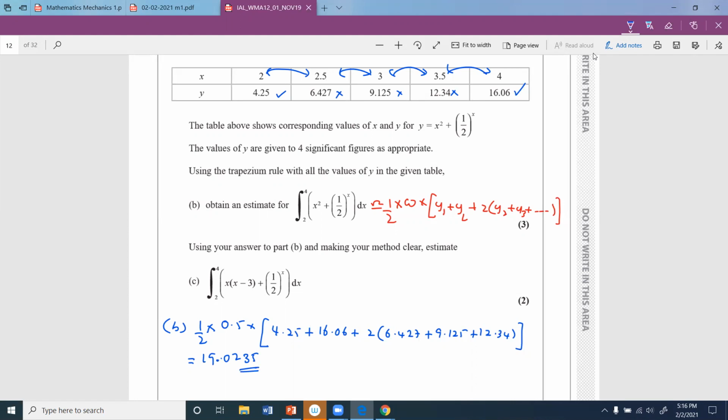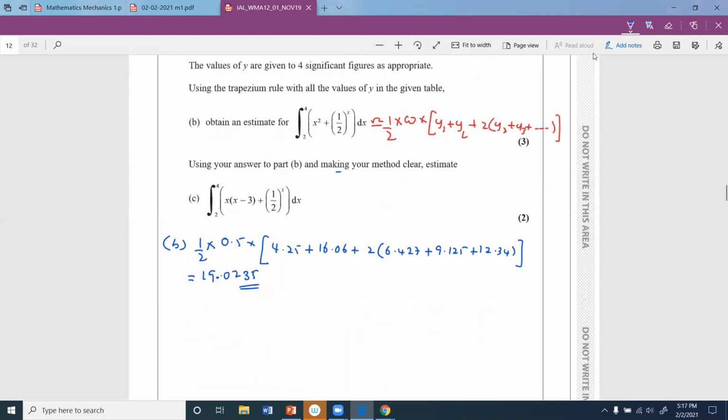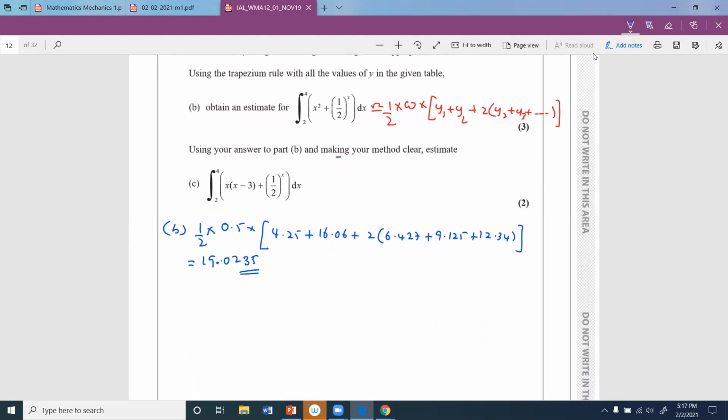Then what they want, using the answer in part B and making your method clear, estimate this one. Now let's see how you get this. So we have the answer for this. Then for C, the range is not a problem, the same thing. I will expand this bracket with the x squared minus 3x plus this is half to the power x. Now let's try to isolate this integration from here.